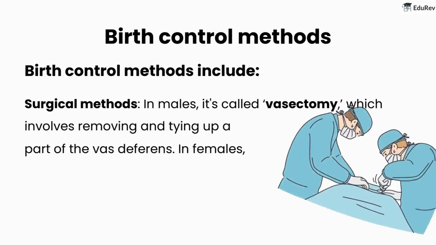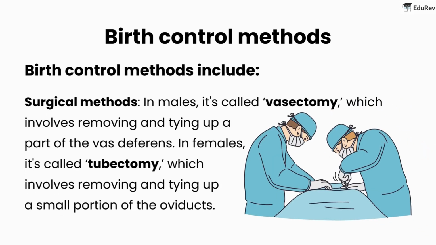Surgical methods. In males, it's called vasectomy, which involves removing and tying up a part of the vas deferens. In females, it's called tubectomy, which involves removing and tying up a small portion of the oviducts.